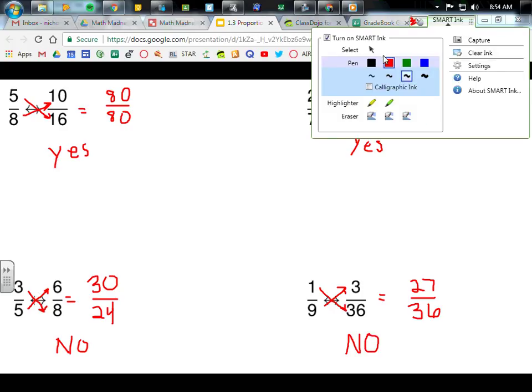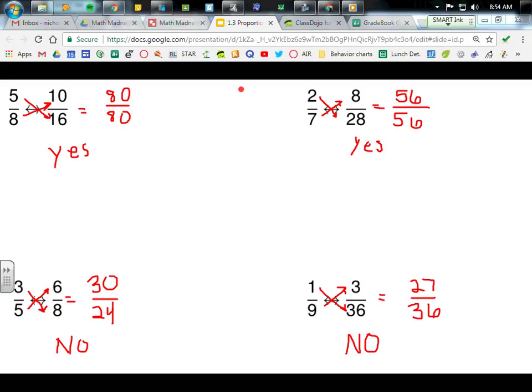I hope that now you know how to test to see if ratios are proportional.